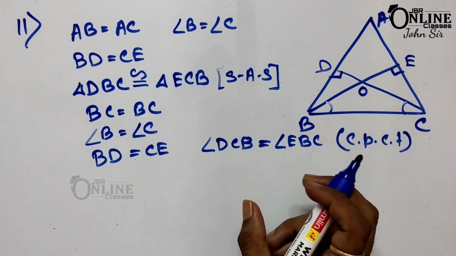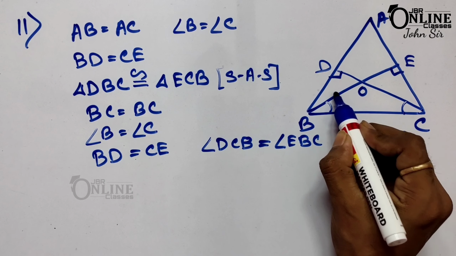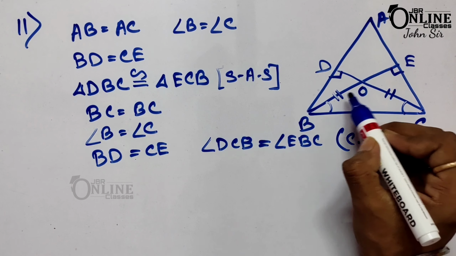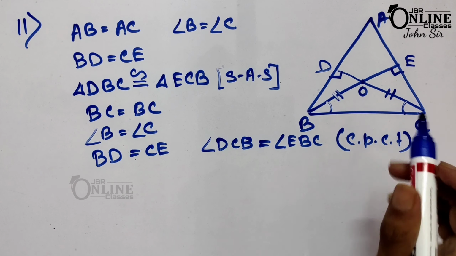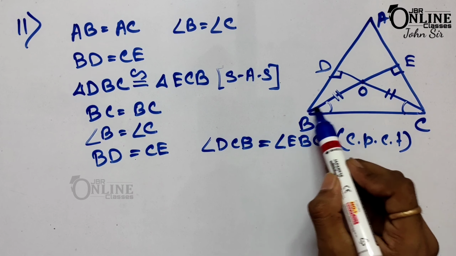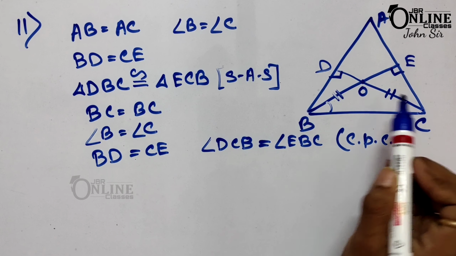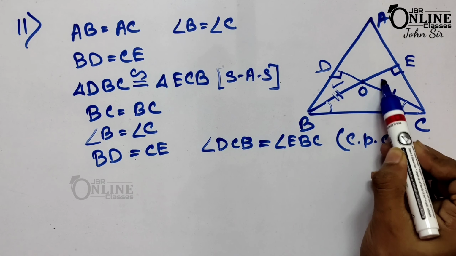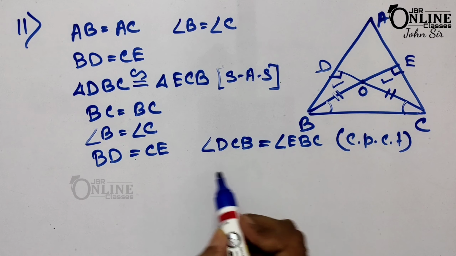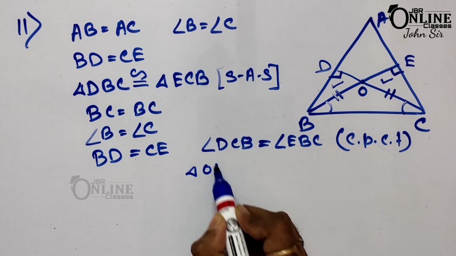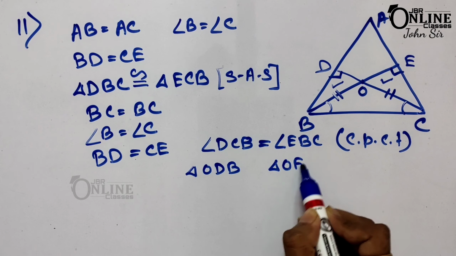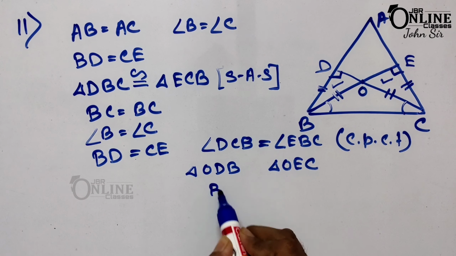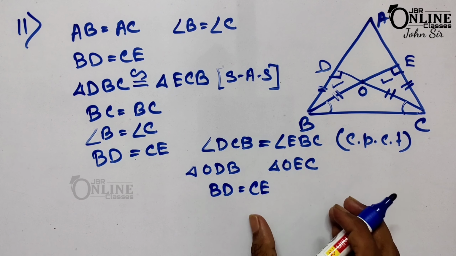Now the third one. In the third one, OB equal to OC. Okay, O is the point of intersection of BE and CD. That means that point is O. So now you have to show that OB equal to OC. So if you want to show that OB equal to OC, then first you have to show that these two triangles will be congruent. So from triangle ODB and triangle OEC, here first BD equal to EC. BD equal to CE or EC, it's given.